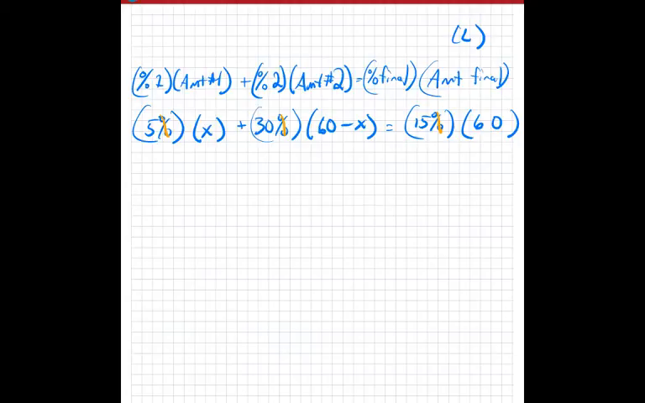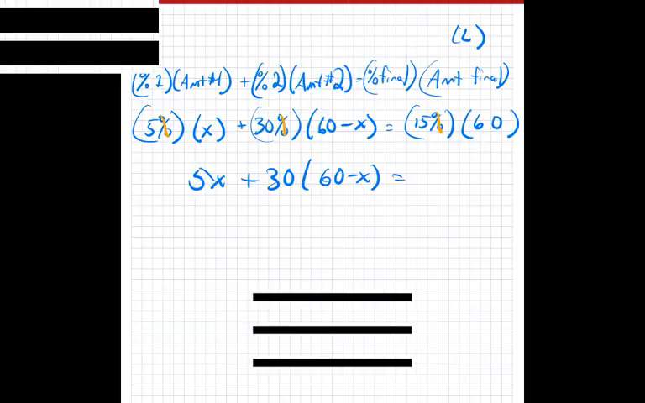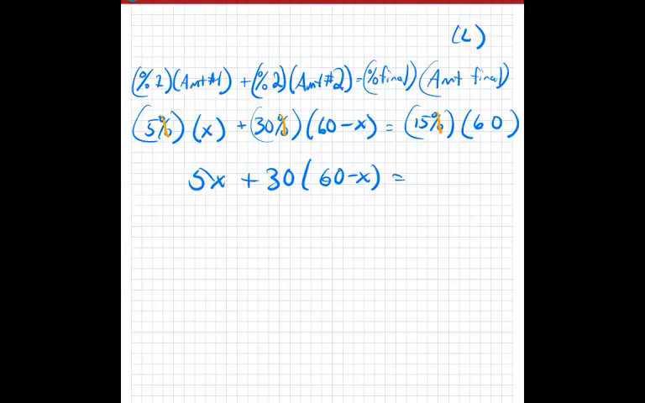This is fine. So then what we're going to have is 5x plus 30 times 60 minus x should equal, what is that, 600 plus, let's see, 60 times 10 is 600, 60 times 5, 6 times 5 is 30, so 300, so 900? I think that's 900. Six times 15, 60 plus 30 is 90, so 900, okay.